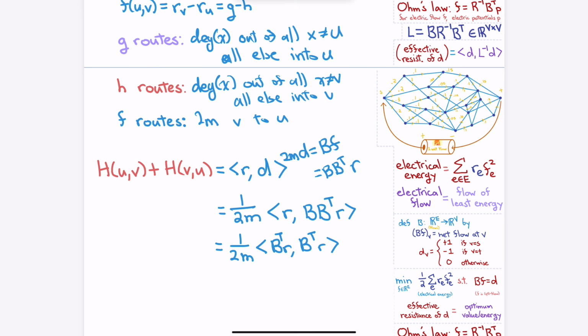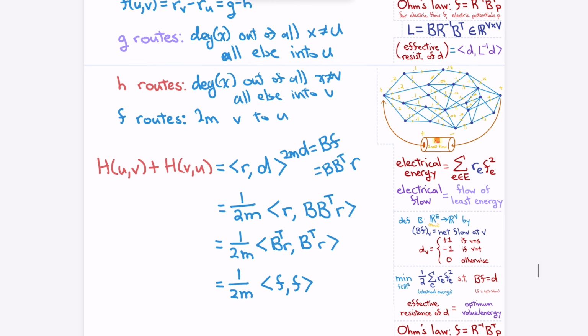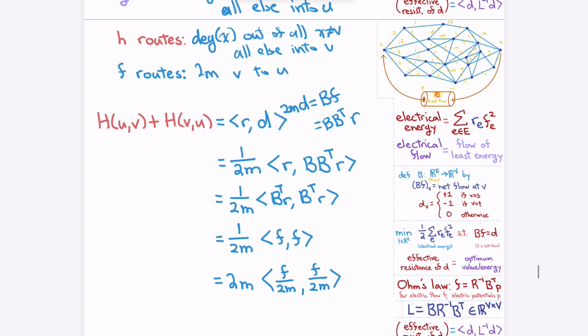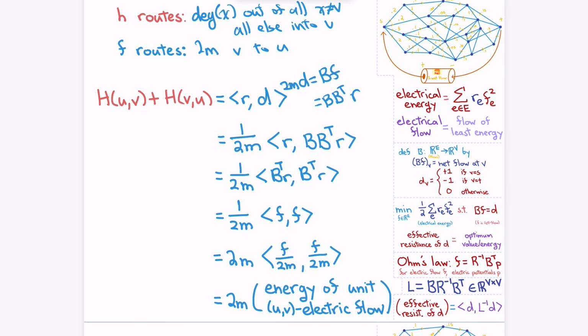And okay, so now what is this describing? Yeah, it's the sum of squares. So this is the electrical energy of F. Which also I could write as, I'm really interested in a unit flow from U to V or V to U or whatever. So I'm going to divide it by 2m, and then now suddenly I have a 2m on the outside. But this is the electrical flow, routing one unit of flow from U to V. So this is exactly the energy of a unit UV electrical flow times 2m.